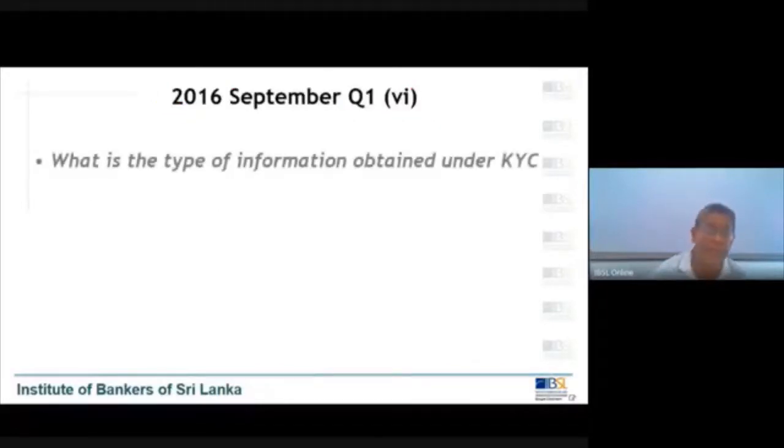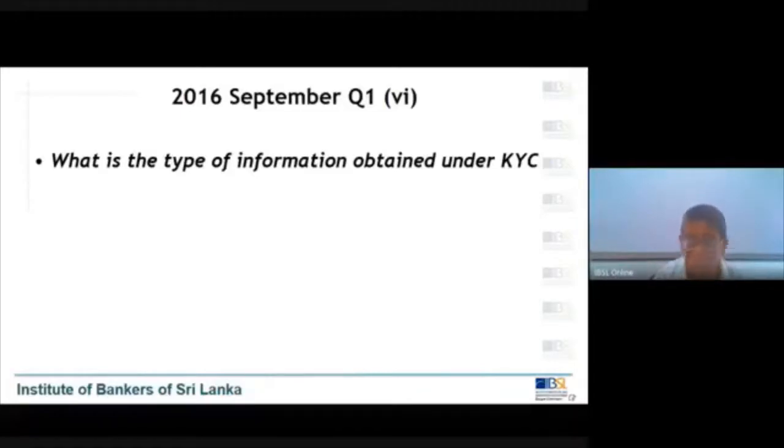Okay, now the 2016 question. What is the type of information obtained under KYC? When the customer comes to open an account or do some transaction, what type of information are you going to get? Information about personal data.